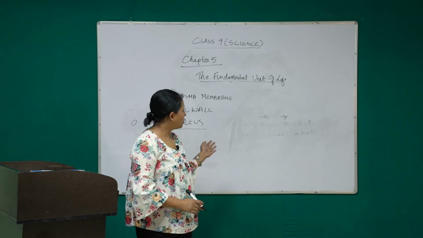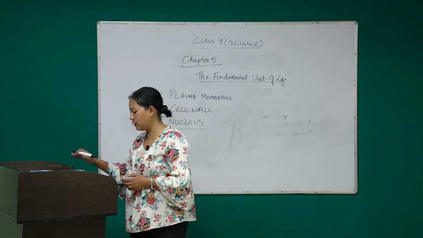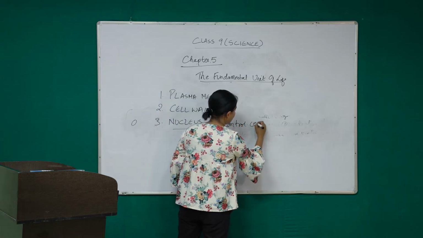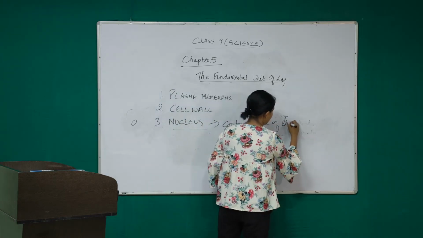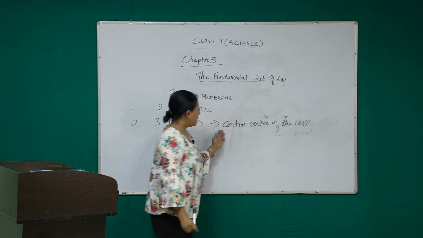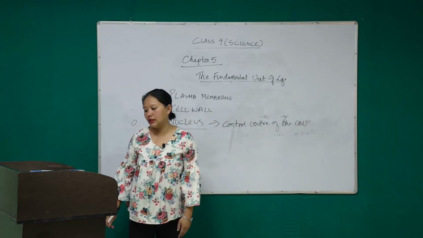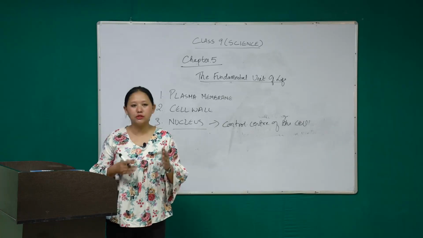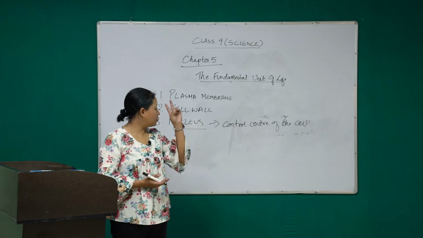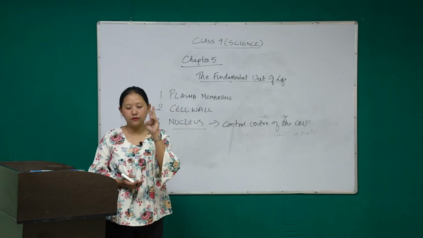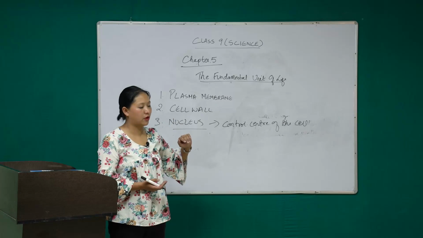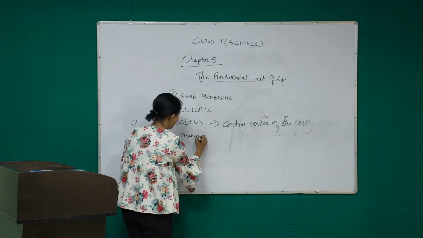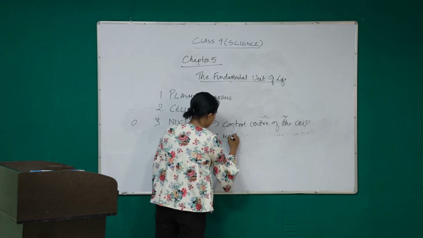The nucleus is also called the control center of the cell. Why it is called the control center of the cell is because it controls all the functions and many activities. There are two very important functions the nucleus performs: it helps in movement and reproduction.